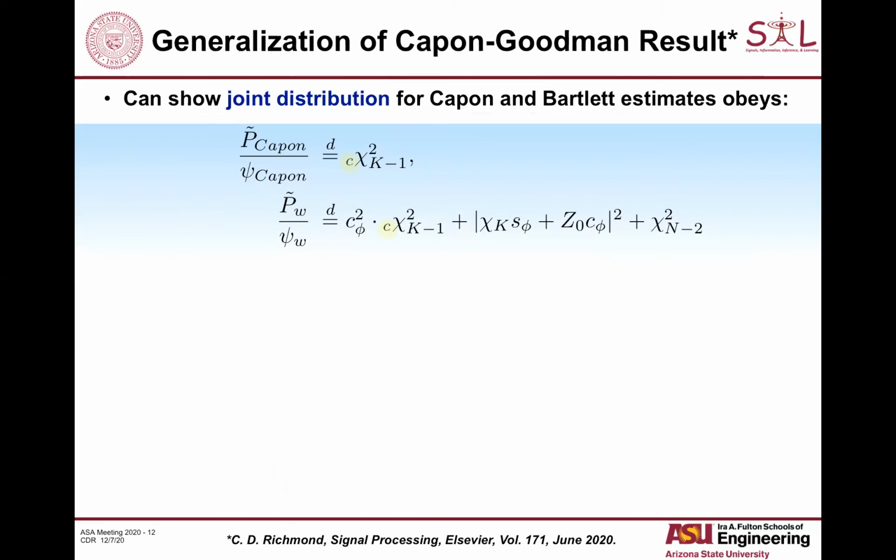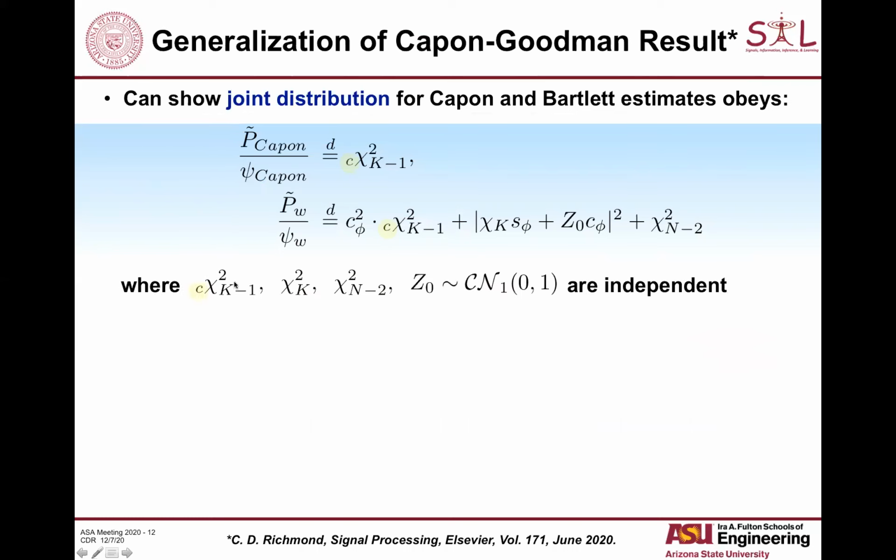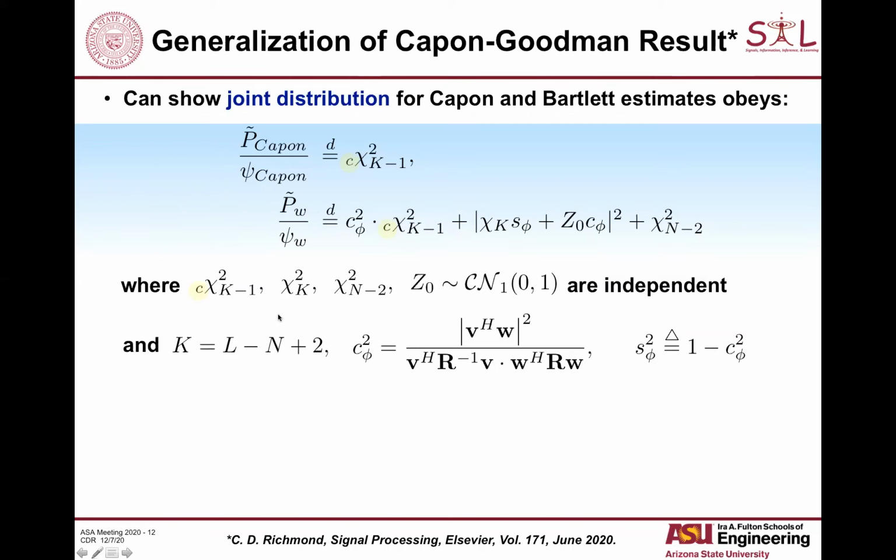We generalize the Capon-Goodman result and show that each statistic can essentially be written as a function of the same 4 independent random variables. 3 of them are central complex chi-squared random variables with the indicated degrees of freedom, where k is L minus n plus 2, the number of snapshots minus degrees of freedom plus 2, and C phi squared we've already defined, and Z naught is just a standardized complex normal random variable. Now, the left subscript here on the first complex chi-squared is a non-conventional subscript, which I'm just using to remind myself that I'm referring to exactly the same random variable. So this random variable is exactly that random variable.